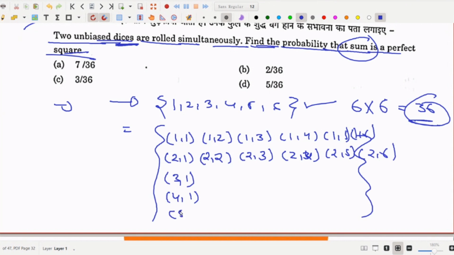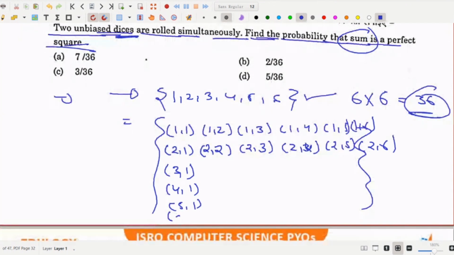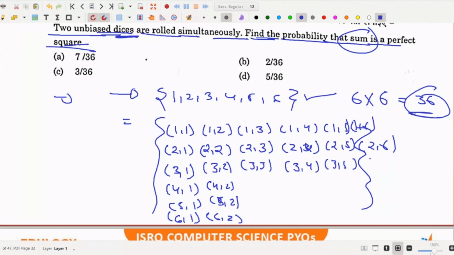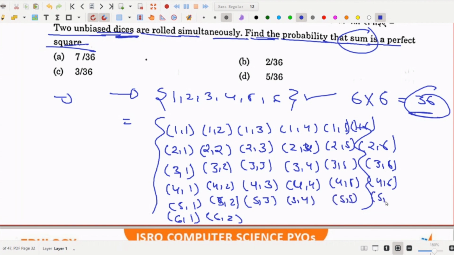Now I am filling it directly. I am expecting that you guys understood what I am writing over here. 3 2, 4 2, 5 2, 6 2, 3 3, 3 4, 3 5, 3 6, 4 3, 4 4, 4 5, 4 6, 5 3, 5 4, 5 5, 5 6, 6 3, 6 4, 6 5, or 6 6. This is our sample space.